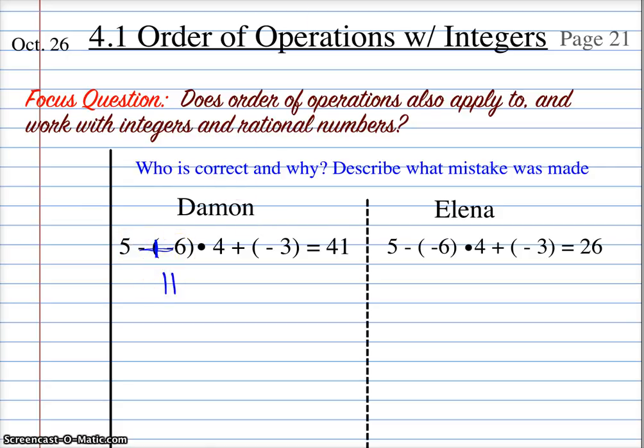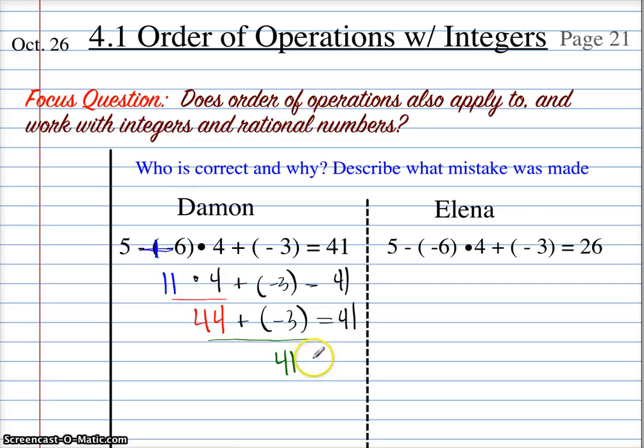We'll bring the rest of this equation down. 11 times 4 plus negative 3 equals 41. Here, these two, 11 times 4, that's 44. That's this part right here. And we'll continue the rest of this equation. Plus negative 3 equals 41. And then last but not least, 44 minus 3, that is 41, and that equals 41. So that's Damon's method. He just went from left to right and completed the problem.